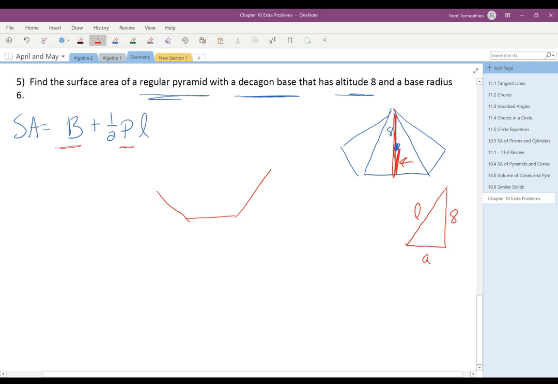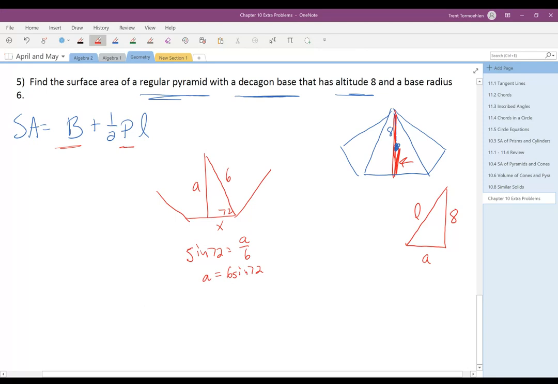A decagon has 144-degree angles in it. And so when we draw in our usual triangle with the radius, which in this case is 6, the apothem and half the side length, the angle that's created there is 72. So the apothem, we can say, is found by sine of 72 equals the apothem over 6. And so the apothem is 6 sine 72.